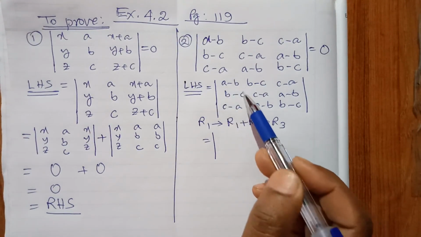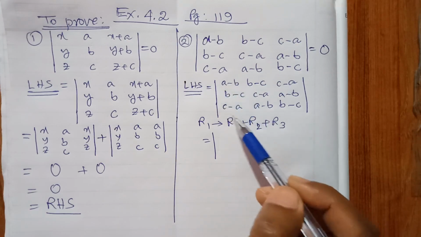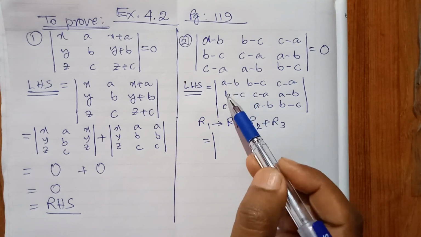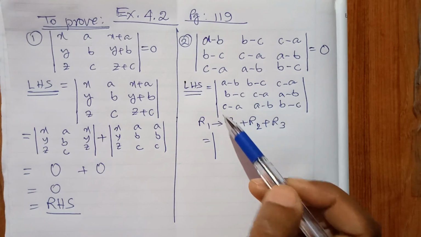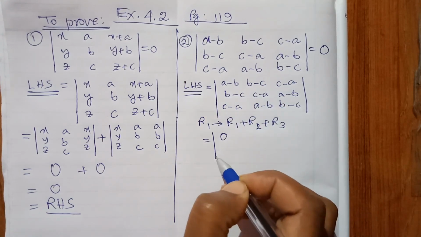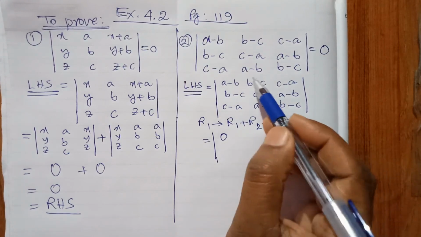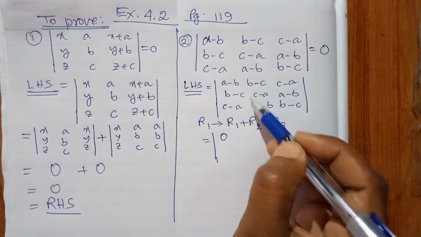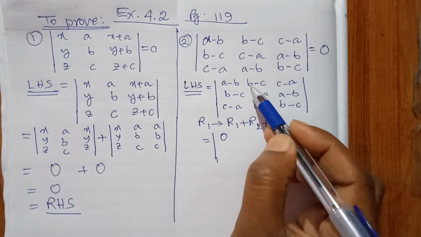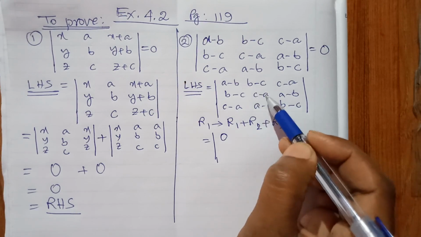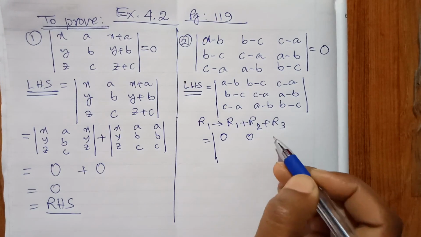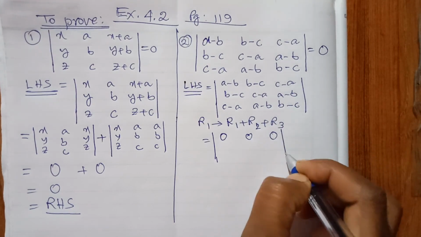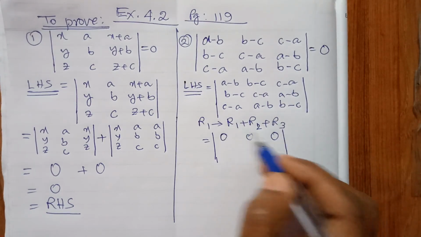First you add the first elements of all the 3 rows. If you add, then plus a minus a will be cancelled, minus b plus b will be cancelled, minus a plus c will be cancelled. Then your first element will be 0. Second element of the first row, add all these 3 elements. Plus b minus b cancels, minus c plus c cancels, minus a plus c cancels. So here 0. And the third element of the first row, here also it will be 0. So you will see this change after applying this operation.